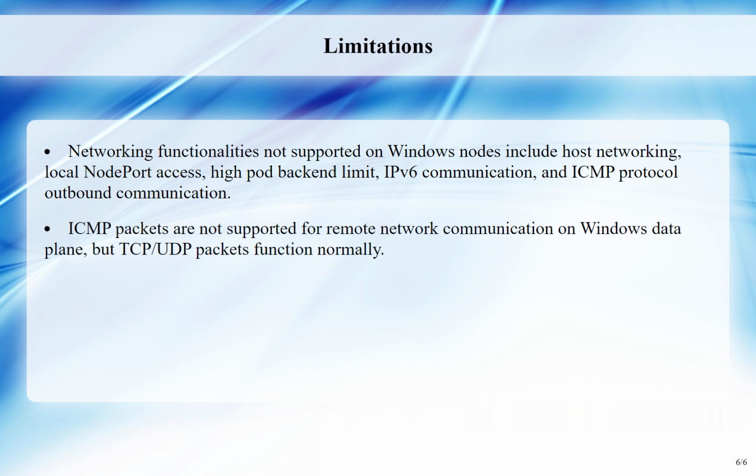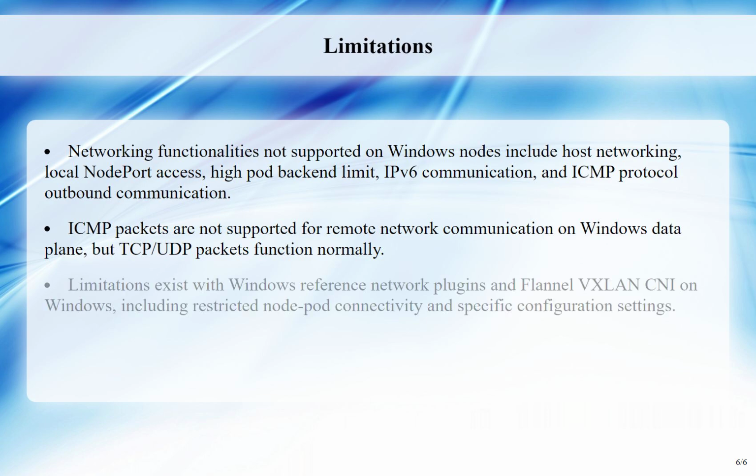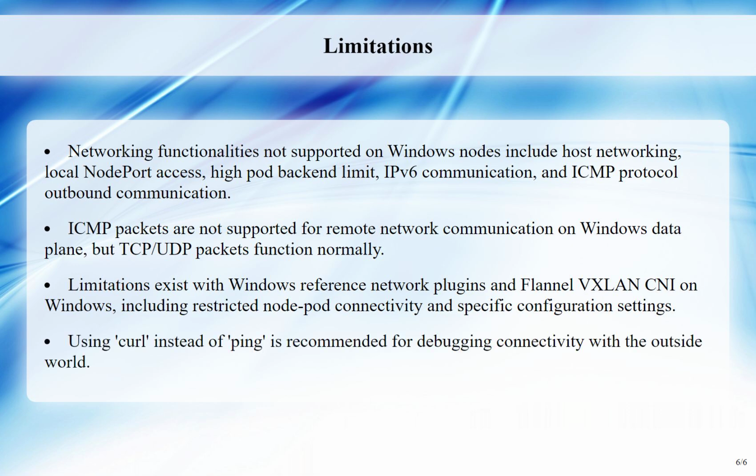The Windows data plane does not support ICMP packet transpositions for remote network communication. However, TCP/UDP packets work as expected. There are also limitations with Windows Reference Network plugins and the Flannel VXLAN CNI plugin on Windows. Node pod connectivity is only possible for local pods with Flannel v0.12.0 or higher, and Flannel is restricted to using VNI 4096 and UDP port 4789. For debugging connectivity with the outside world, using curl instead of ping is recommended.